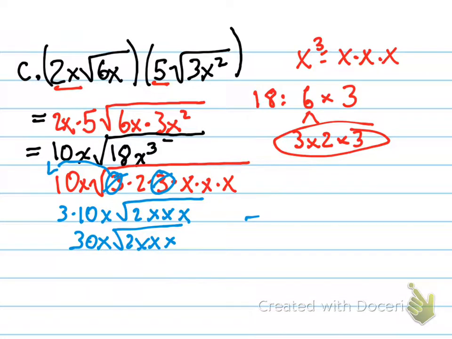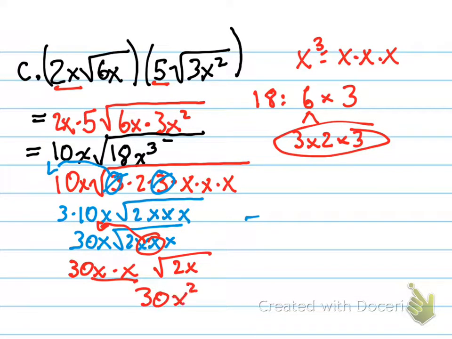And we're going to cancel out 2 of these x's here. They're going to come out. So we're going to have 30x times x square root of 2x. x times x is going to be x squared. So we're going to have 30x squared square root of 2x as our answer.